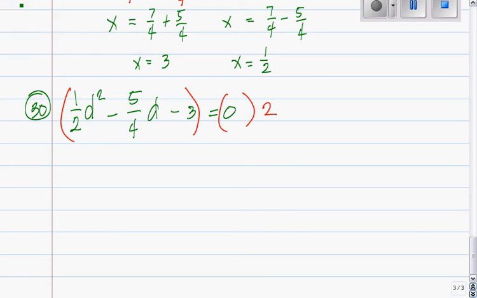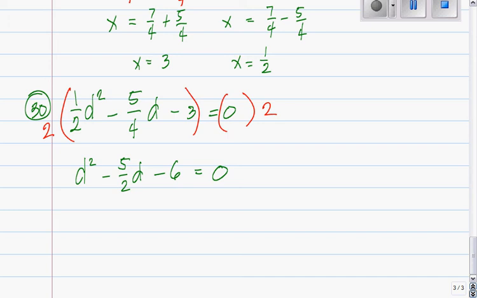So if you multiply both sides by 2, you end up with d squared minus 5 halves d minus 6 equals 0. Still 0. What's 5/4 times 2?